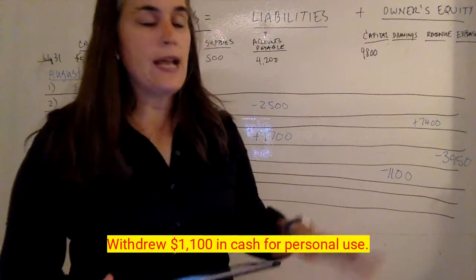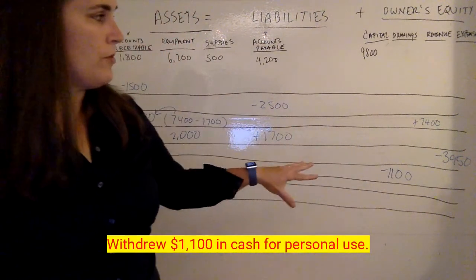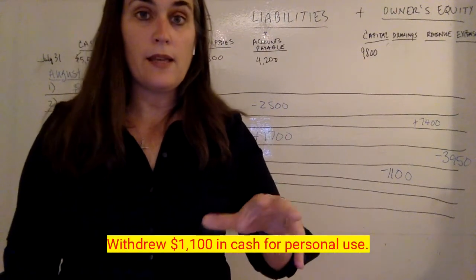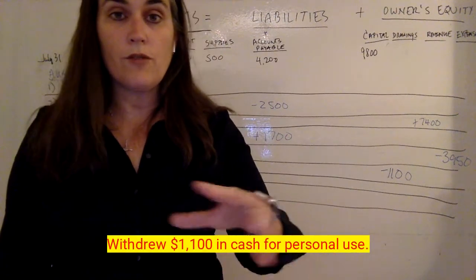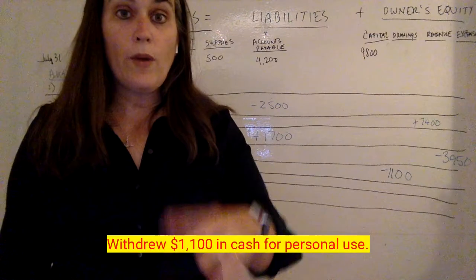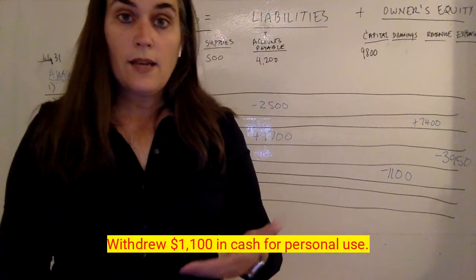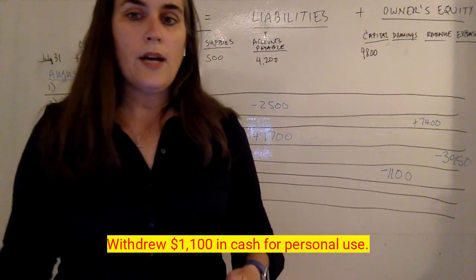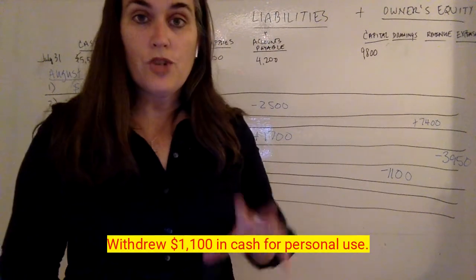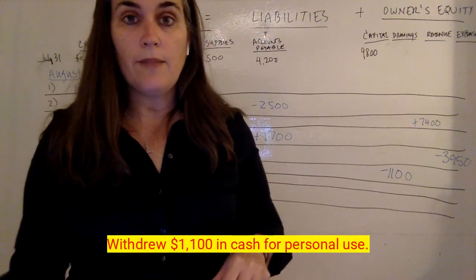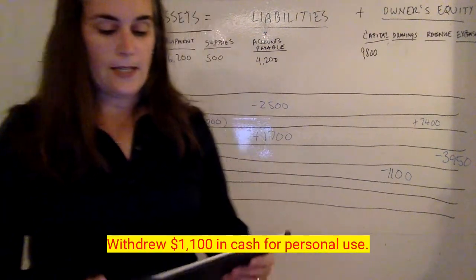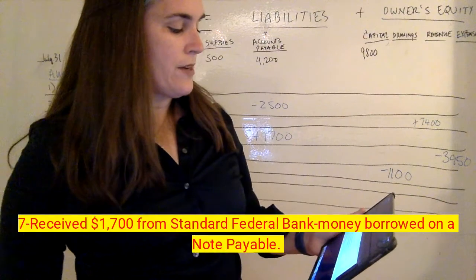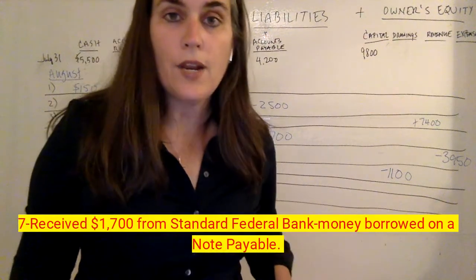Now, you can imagine how this type of ability of someone to do this is where it gets more complicated when you go into partnerships and LLCs and corporations and other forms of business. We have to think about partnership rights and what partners or owner rights and what they can do. But for a sole proprietor, she has the full right to do this, and we hope that she has a good vacation. Okay. So fact number 7, she received $1,700 from Standard Federal Bank, money borrowed on a note payable.